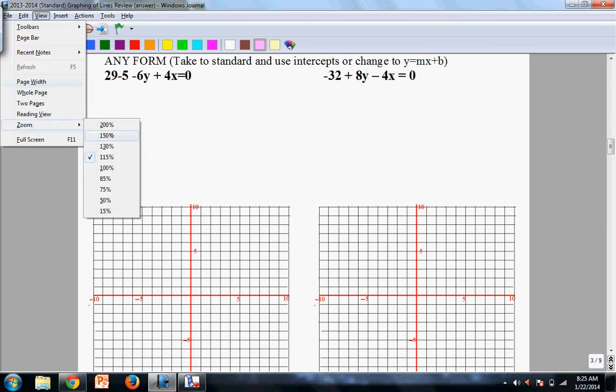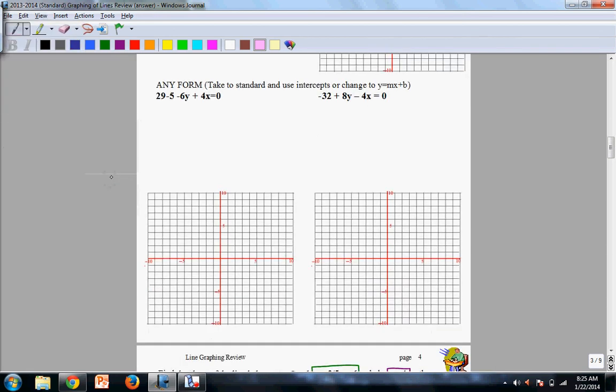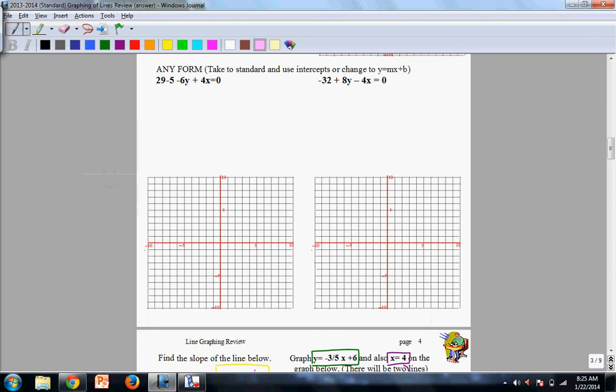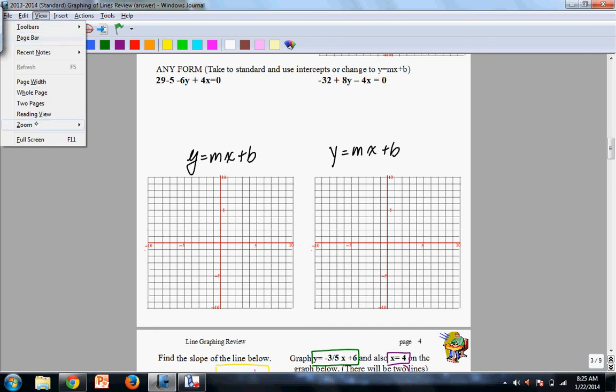Okay, last one, guys. Last one, and then I'll check. I want you to change both of these to what? And this one's a little bit easier. Either use intercepts, or it's actually easiest to change both of these to y equals mx plus b and graph. I'm going to give you about 3 minutes to do both of these. I'm going to come around and help you, and then we'll go over the answers.